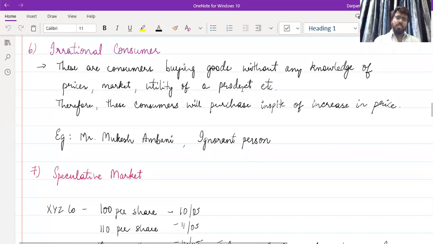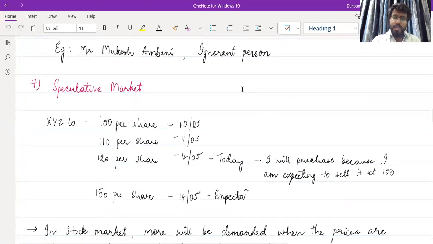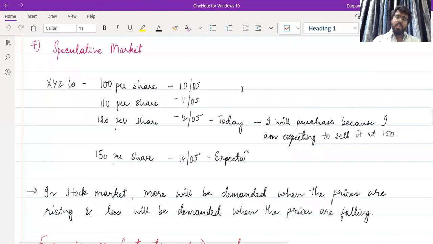Then irrational consumer, who is he? Who is not rational, who does not take informed decisions. He does not have the entire information or the entire knowledge about the products, correct? Speculative market, like your stock market. Again, here also it depends on your future expectations, that if you are expecting that the price will rise more, you will purchase more.